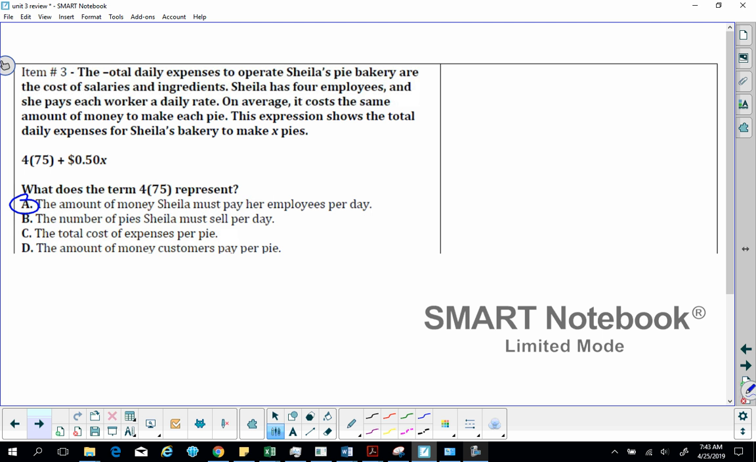So it tells us in the problem, it says Sheila has 4 employees. So we see a 4 in this equation. What does the 4 stand for? What did I just underline? Sheila has 4 employees, so that's what the 4 stands for right here. And she pays each of them a daily rate. So what does that mean that 75 is? The daily rate. So this would be the amount of money she pays her employees each day. That's my answer.